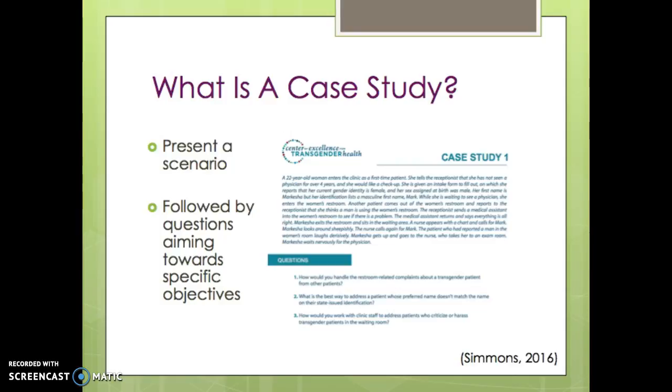So case studies are typically set up like this one that you see here on the right: a paragraph on the top of the page explaining the scenario and then the questions down below to follow. Case studies could be anywhere from this one paragraph example, or they could be pages and pages long. They can be real examples that are actually happening or happened, or they could be made up scenarios for the perfect situation that you're trying to portray.